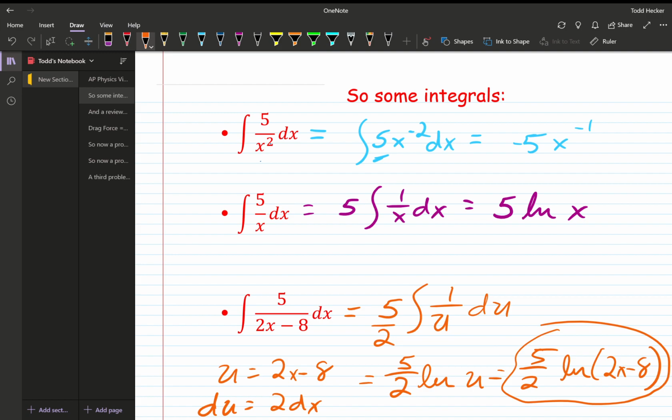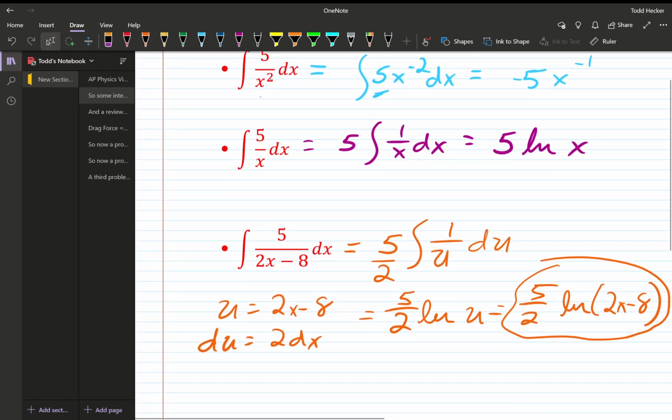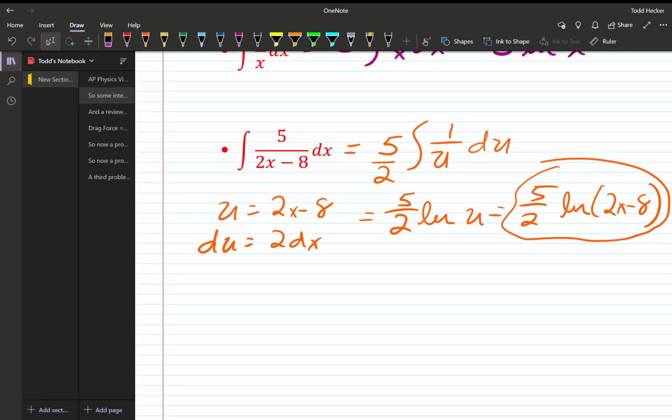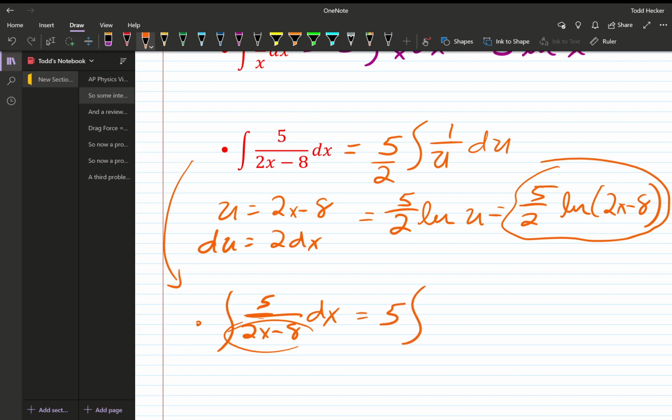So if that didn't make sense doing it by parts, here's how I probably would have done this without. I probably would have said, all right, well, let's see. The integral of 5 over 2x minus 8 dx. Well, I can see that this is on the bottom, and it doesn't have an exponent, right? So this is kind of like 1 over x, but the x is more complicated, right? So this becomes the same as 5 times the integral of 1 over 2x minus 8 dx.